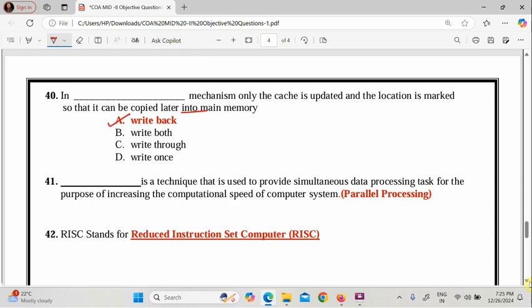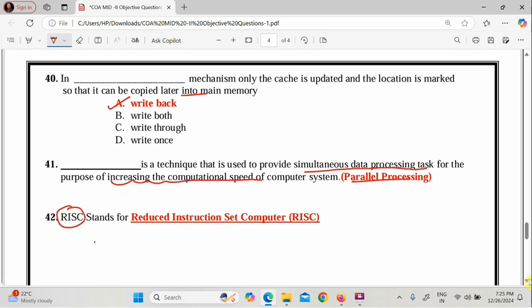Dash is a technique that is used to provide simultaneous data processing tasks for the purpose of increasing the computational speed of a computer. It is called parallel processing. What does RISC stand for? Reduced instruction set computer is RISC.